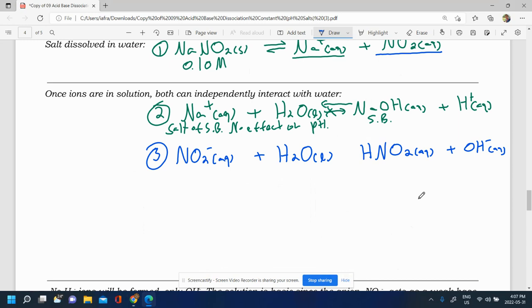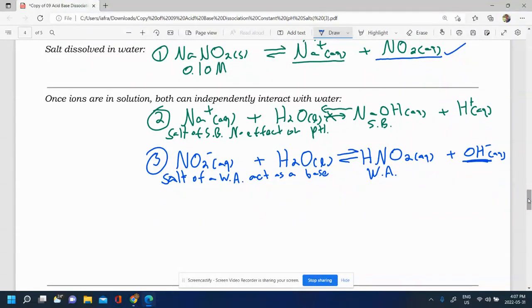So what does that mean? Well, this is a weak acid. So this is the salt of a weak acid. And it's acting as a base because it's producing OH minus. So it acts as a base. And so this does happen in an equilibrium. And this is the part of the salt, the NO2 minus, that's going to be affecting our pH. So if it's acting as a weak base, chances are our pH is probably going to be higher than 7. Let's see if that's true.